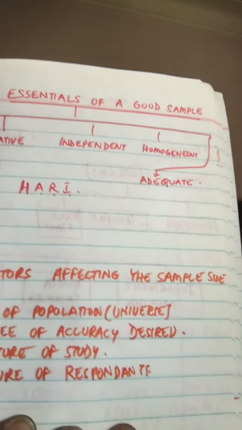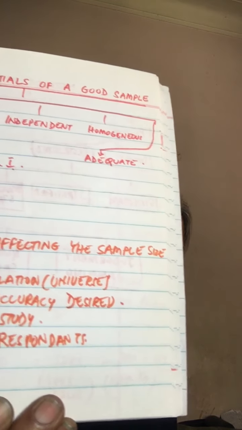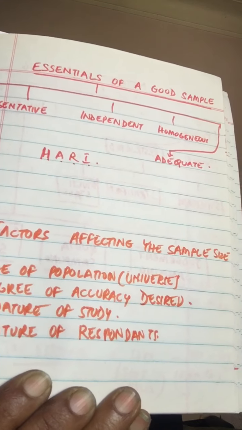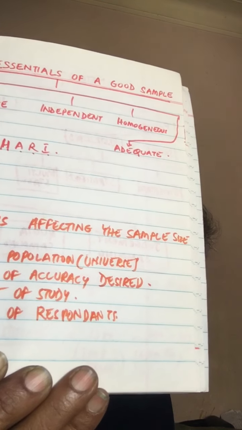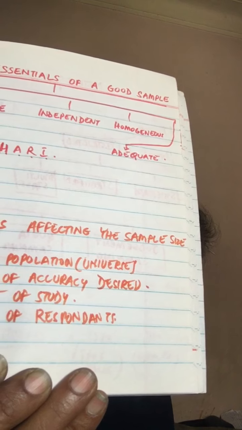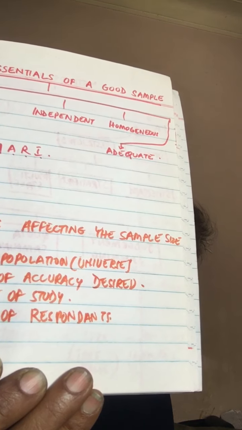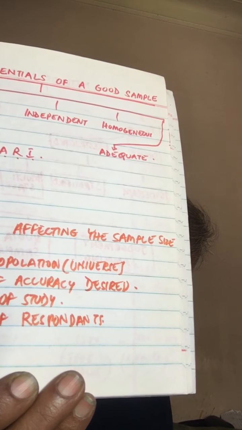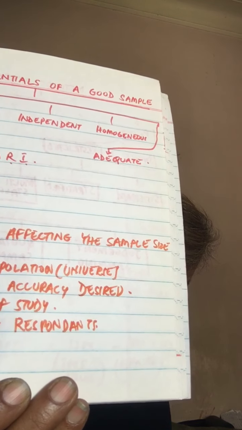Now let's come to the essentials of a good sample. I'm going to remember it as HARI, or hurry. Let's take H for homogeneity. If more than one sample is selected from a universe, these samples should be homogeneous. They should not be different from each other. That is homogeneity.